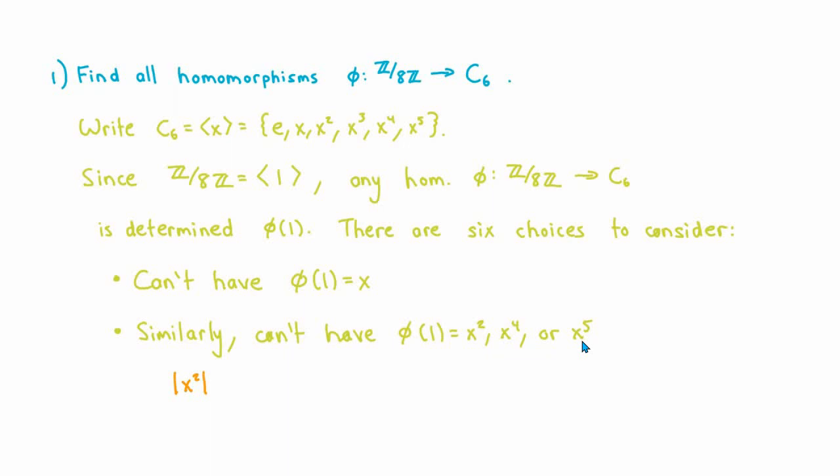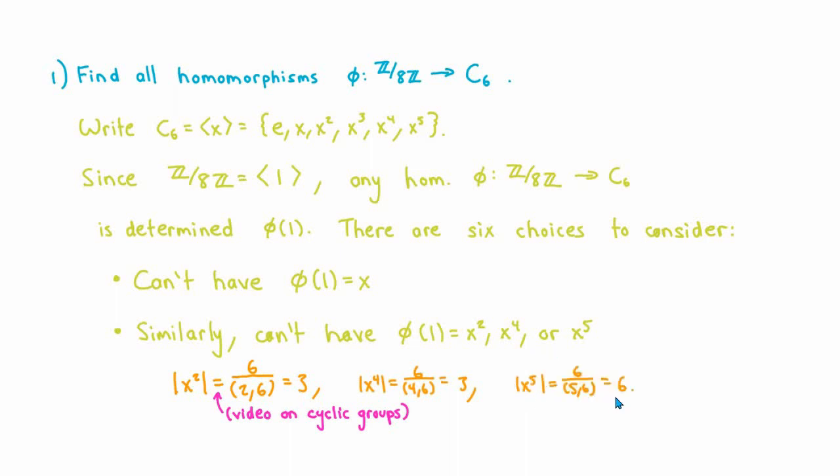And it's pretty easy to see why that's true using similar reasoning, especially if you remember the formula for the order of a power of an element from our video on cyclic groups. So the order of x squared is the order of x divided by the GCD of the exponent and the order of x, which in this case is 3. And similarly, the order of x to the 4th is 3, and the order of x to the 5th is 6. In all of these cases, the orders of the images of the points don't divide 8, which is the order of 1. So by property 5a again, there's no way that such a phi could extend to a homomorphism from Z mod 8Z to C6.